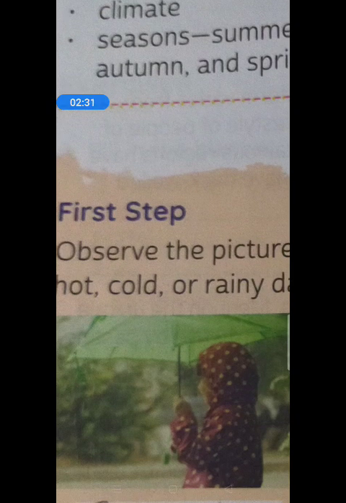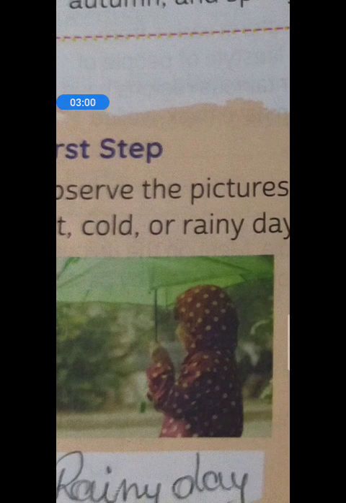What is it? You can see a picture of a girl or boy, maybe, holding an umbrella and wearing a raincoat. So when does it happen? Can I have any guess? Yes, definitely on a rainy day we hold an umbrella and we wear raincoats too. So you can write it as a rainy day in the space provided below the picture. Picture ke niche space diya hua hai and you have to write it as rainy day.